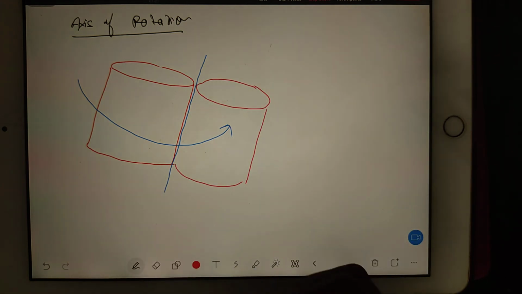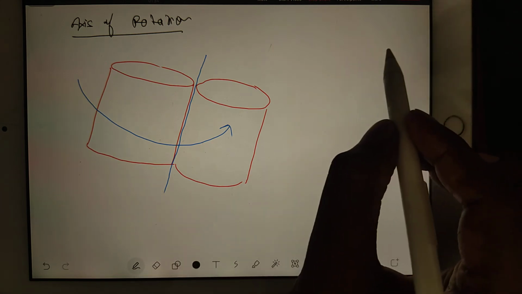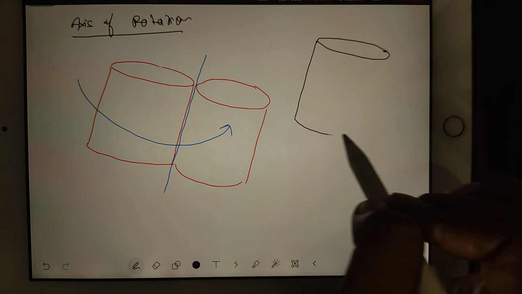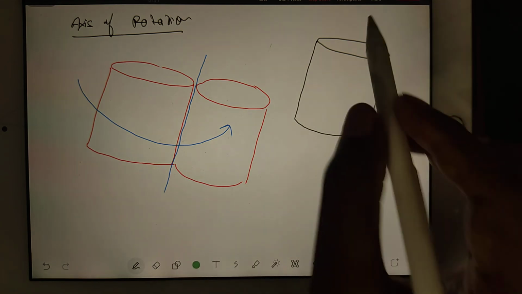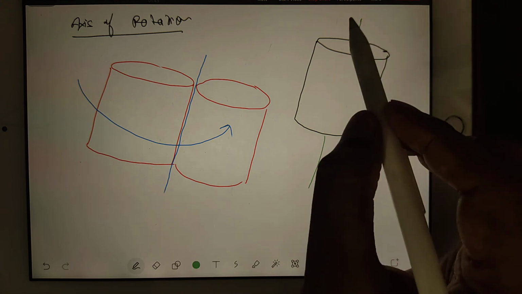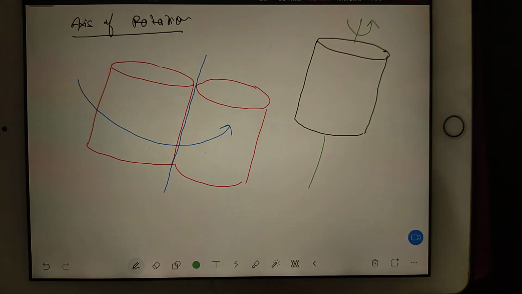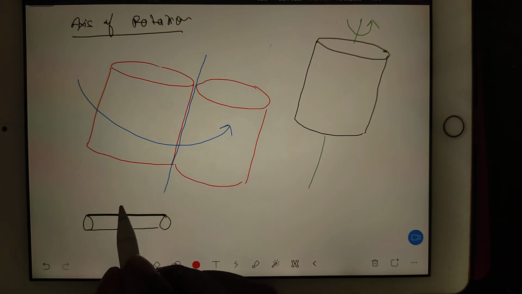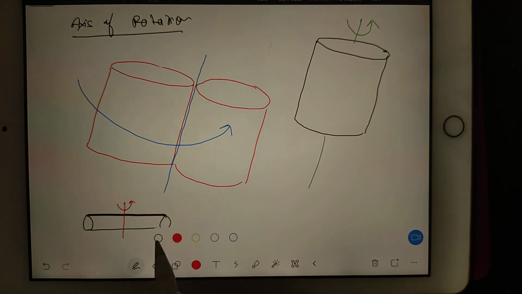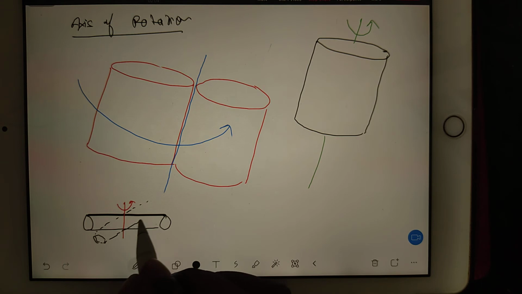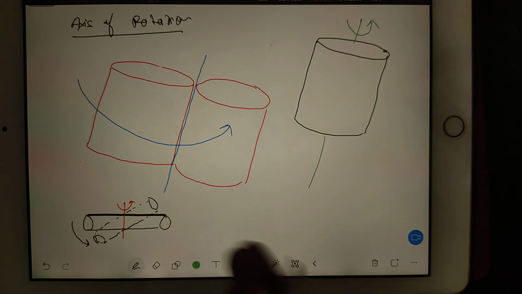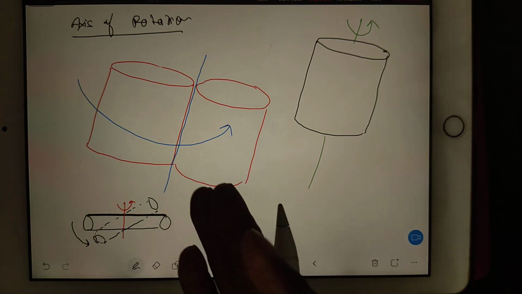Okay, this is one case. And another case is like you have a cylinder like this, but it may revolve about this axis, so here. Or another case is you have a cylinder like this, and about this line it is rotating. So in this case, after some time, your cylinder will become like this, right? This kind of rotation. So whenever there is a rotation, definitely it will be happening about an axis.